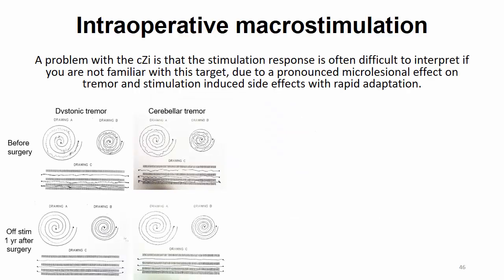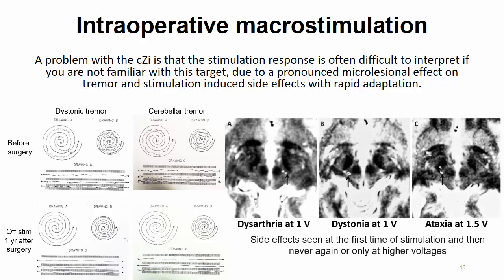Regarding intraoperative macrostimulation, a problem with the PSA is that the stimulation response is often difficult to interpret if you are not familiar with this target, due to a pronounced microlesional effect on tremor and stimulation-induced side effects with rapid adaptation. These are side effects seen at first time of stimulation, mainly during intraoperative macrostimulation, and then never again, or only at higher stimulation strength.